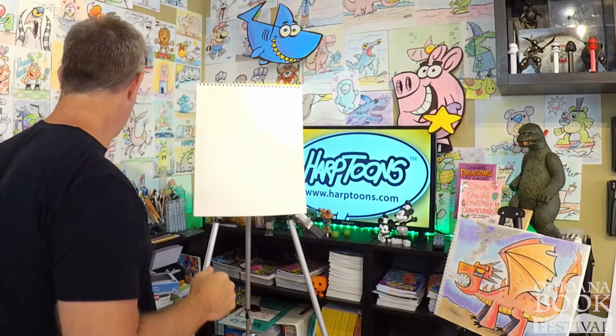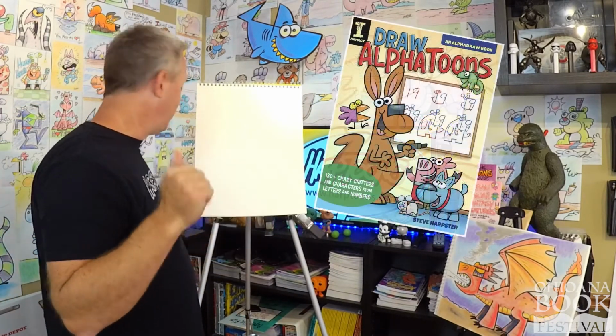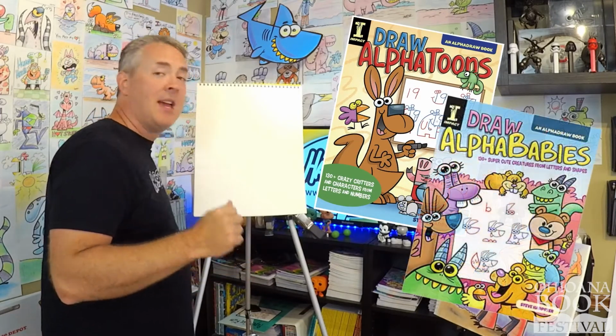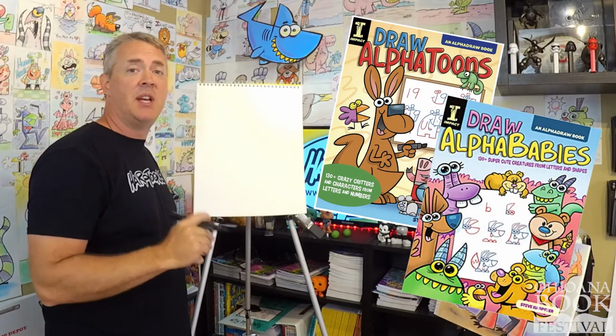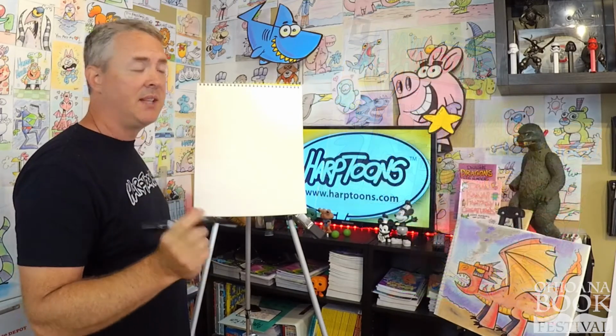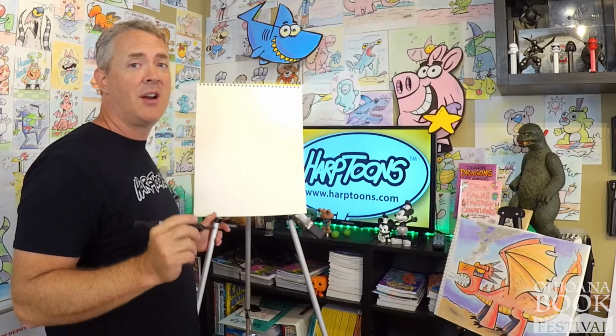Okay, so I have a book out called Draw Alphatoons and Draw Alpha Babies. And we're going to draw some characters, basically animals, using numbers and letters. The first animal we're going to draw is a really popular one. We are going to draw a panda.